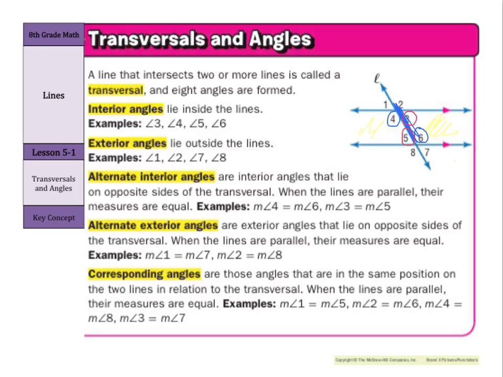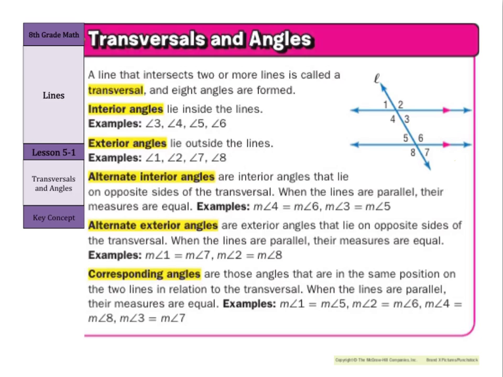They're not saying 3 and 4 and 5 and 6. Those are adjacent. Those are next to each other. 3 and 5 and 4 and 6 are your interior angles, or alternate interior angles. And we can use the same logic for alternate exterior angles. Alternate exterior angles are exterior angles that lie on opposite sides of the transversal. If the lines are parallel, their measures are equal.